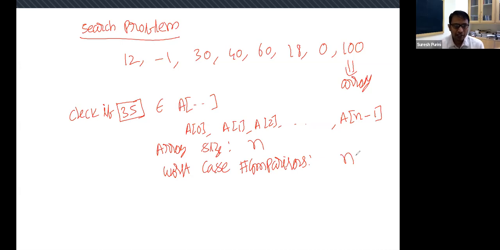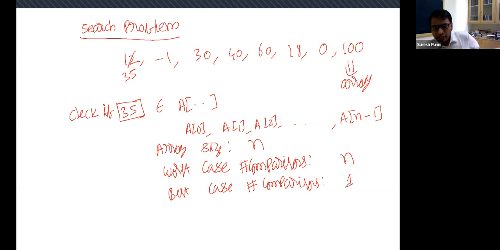What is the best case? Best case is, for example, instead of 12, if this element is 35, you compare 35 with the 0th element of A, and it's a hit, and immediately you say, the element 35 is present in the list. So best case number of comparisons is 1.